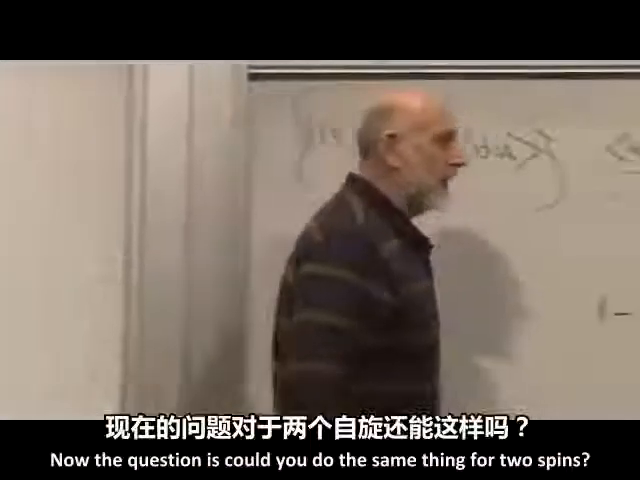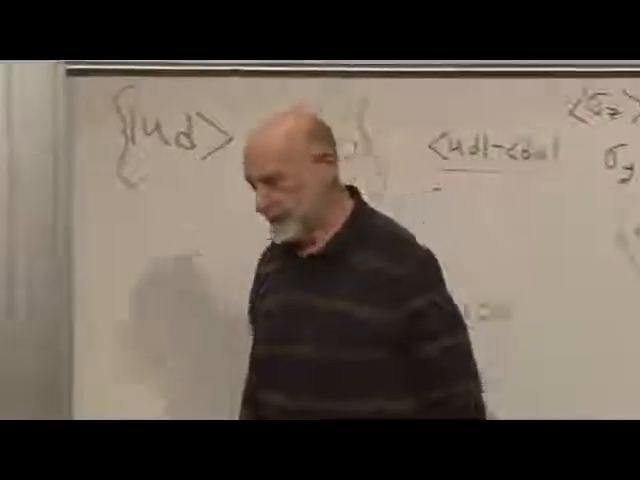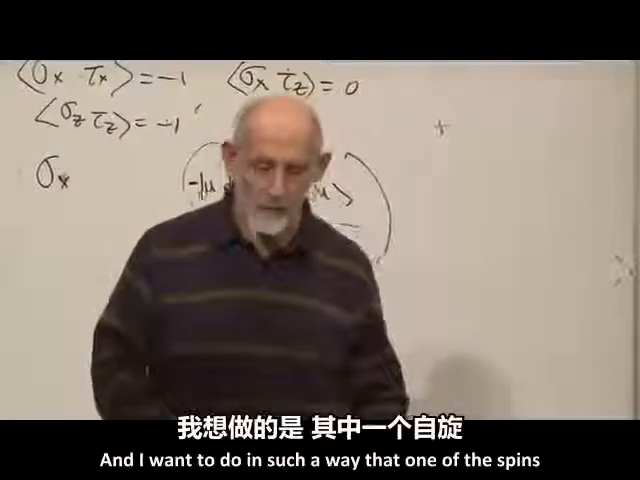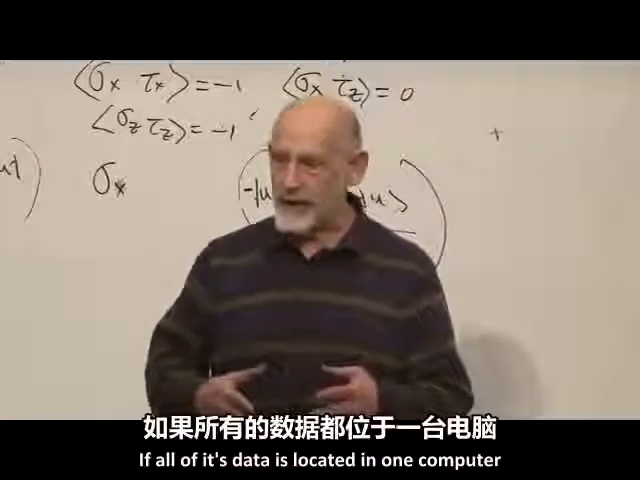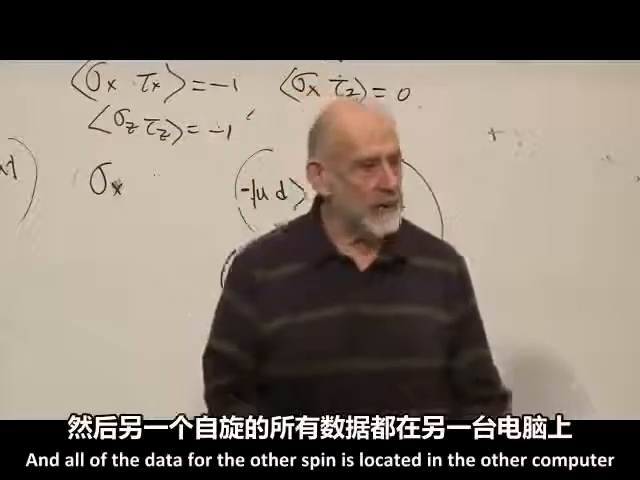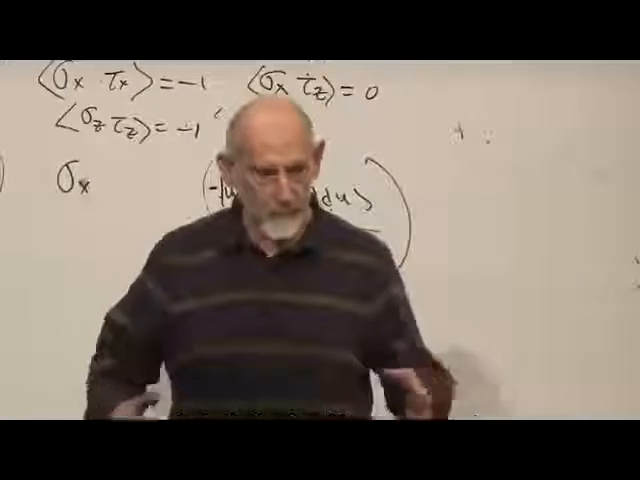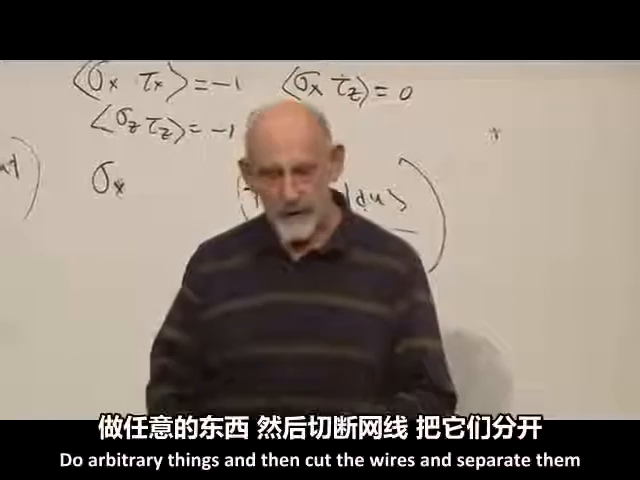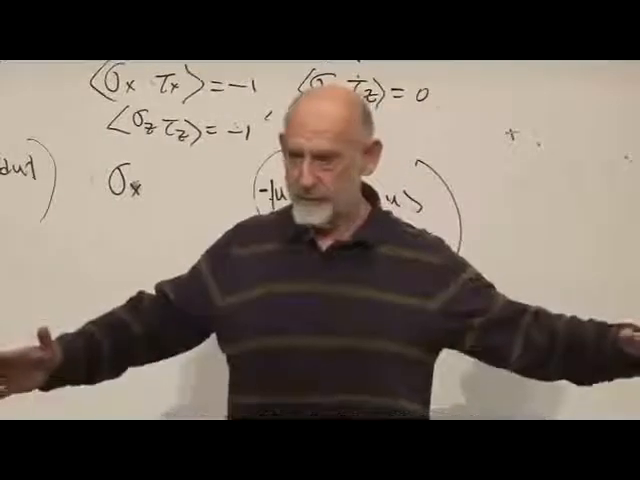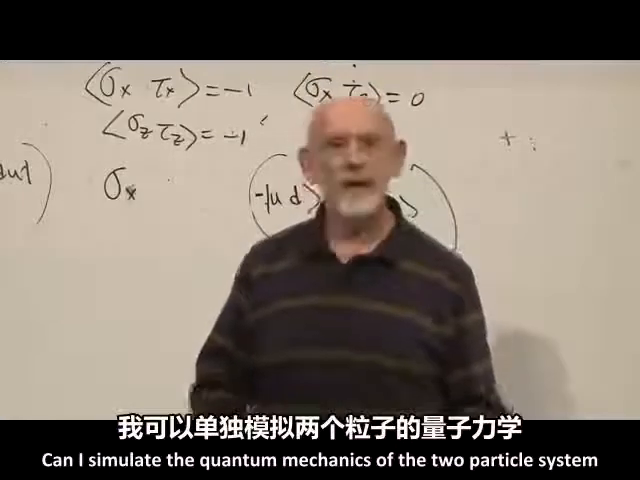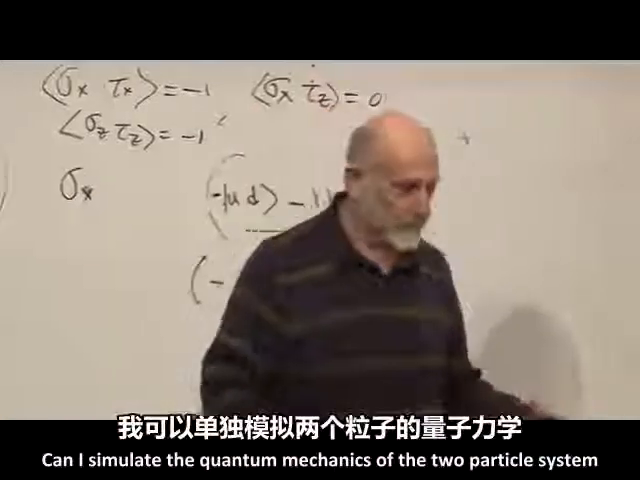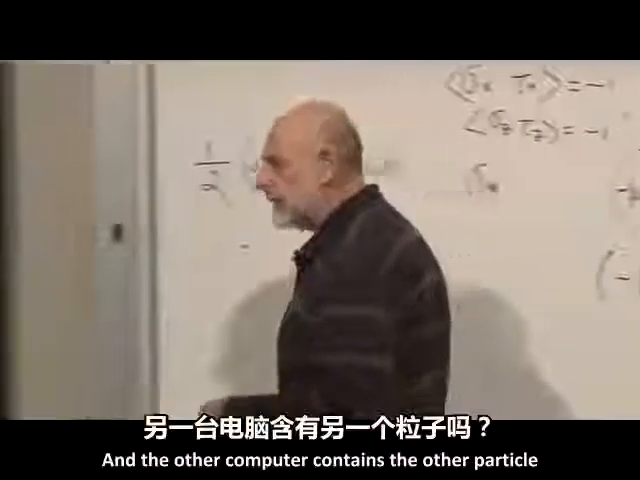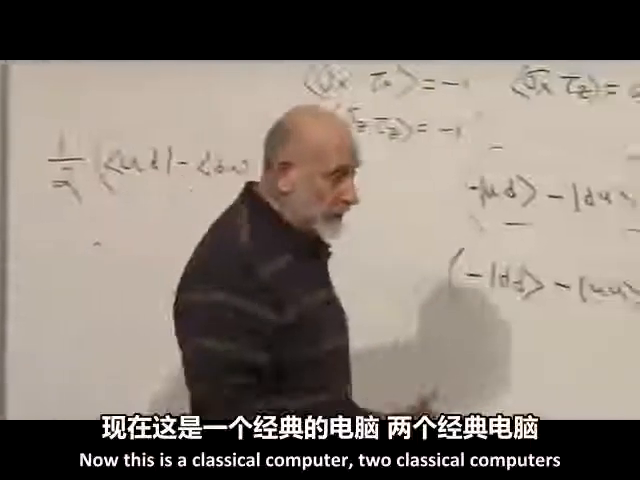Now the question is, could you do the same thing for two spins? In particular, I want to do the same thing for two spins, and I want to do it in such a way that all of the data for one of the spins is located in one computer, and all of the data for the other spin is located in the other computer. Now, I can bring the computers together, have wires connecting them and so forth for a while, do arbitrary things, and then cut the wires and separate them. Can I simulate the quantum mechanics of the two-particle system in such a way that it would appear that one of the computers contained one particle and the other computer contained the other particle? Now remember, this is a classical computer, two classical computers.